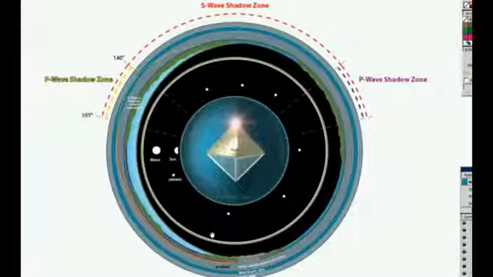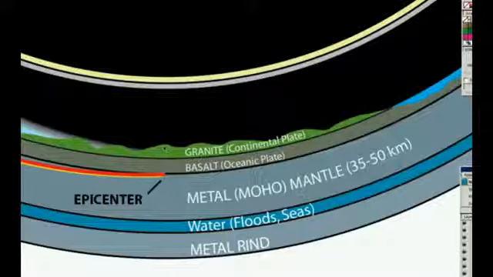Inverted hollow earth, okay? This is the continental, the granite plate. This is the basalt, the oceanic plate. Beneath that is the moho, the mantle. That's made out of metal. And then there's another layer of water.